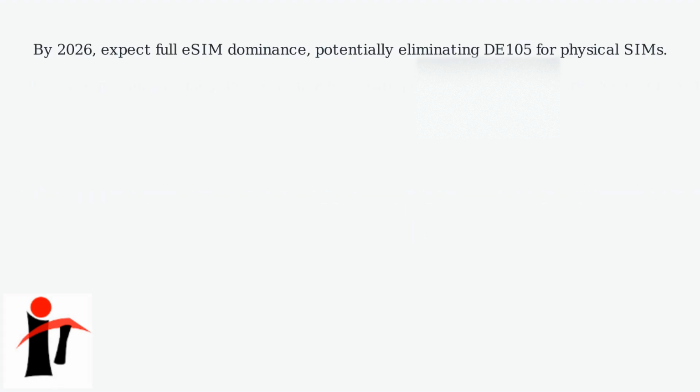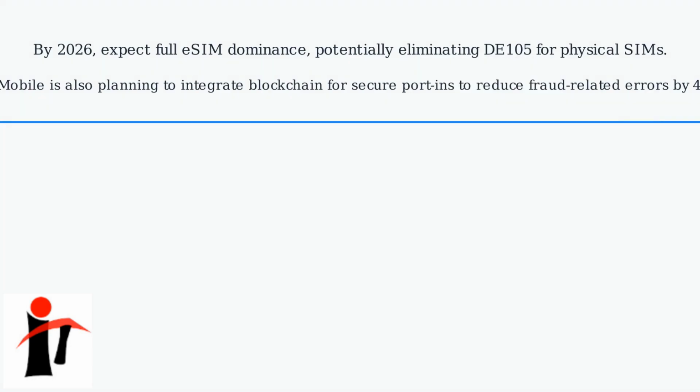By 2026, expect full eSIM dominance, potentially eliminating DE105 for physical SIMs. US Mobile is also planning to integrate blockchain for secure port-ins to reduce fraud-related errors by 40%.